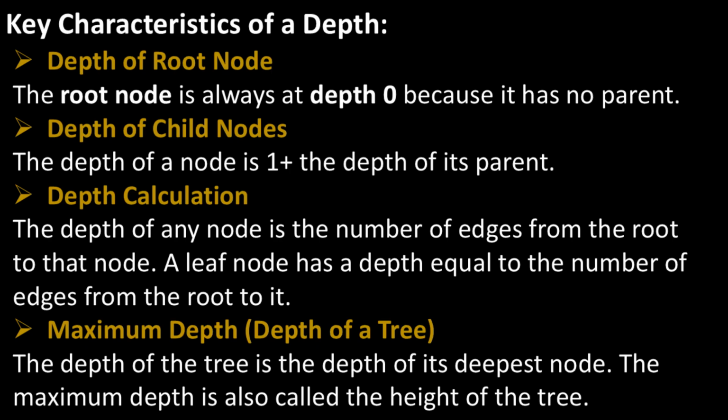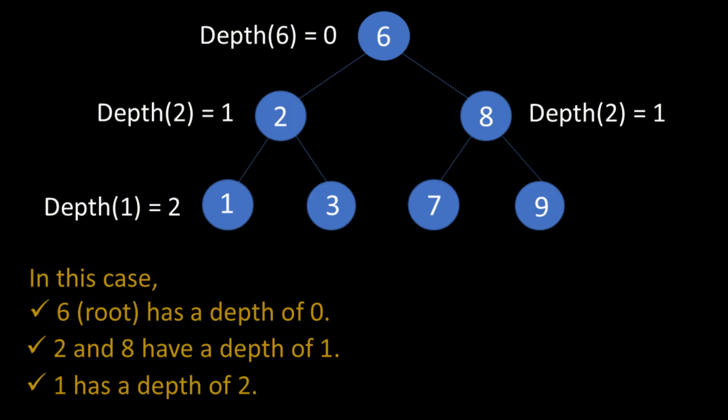The last one is maximum depth. The depth of the tree is the depth of its deepest node. The maximum depth is also called the height of a tree. So, in this case, 6 has a depth of 0 because 6 is a root node, and 2 and 8 have a depth of 1, and as a leaf node, 1 has a depth of 2, and it is the height of the tree.